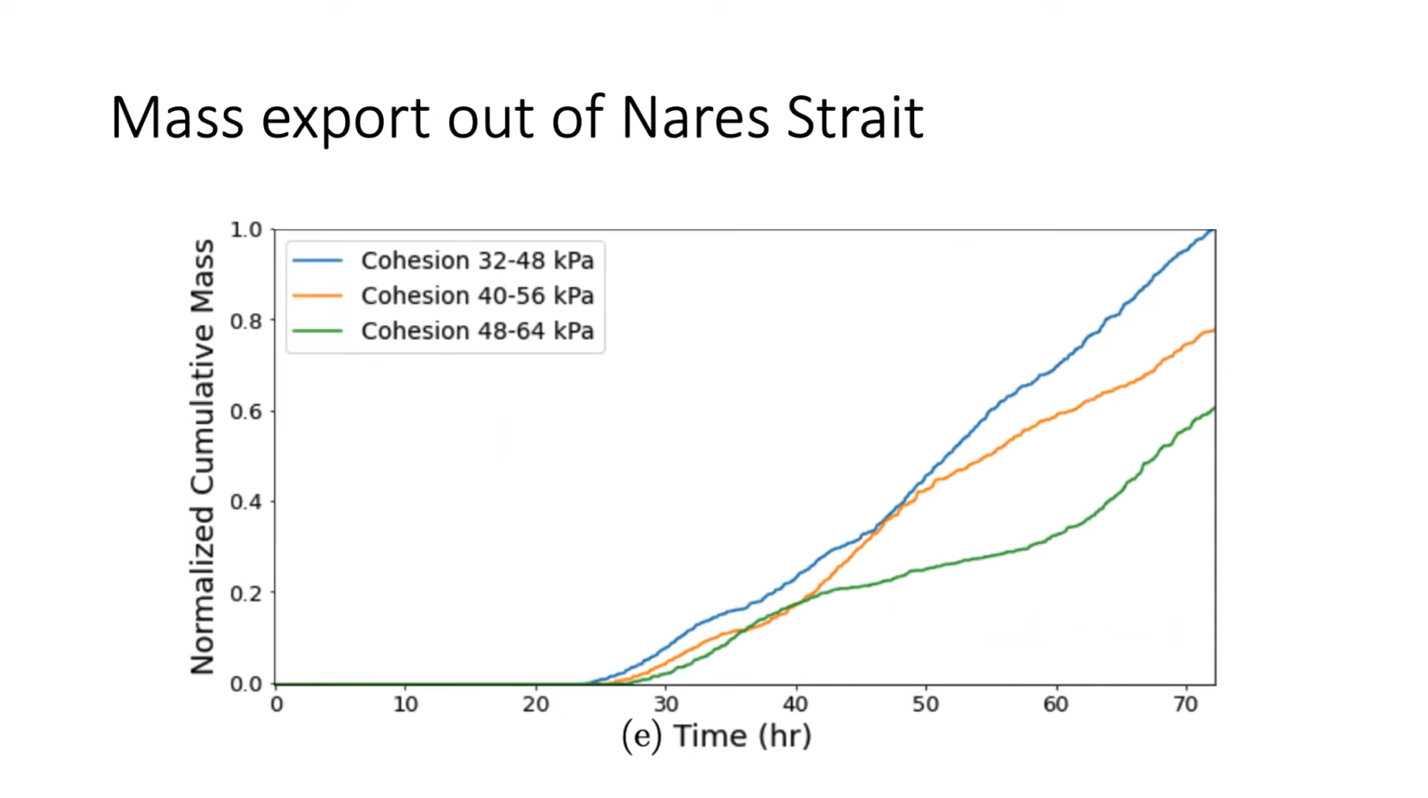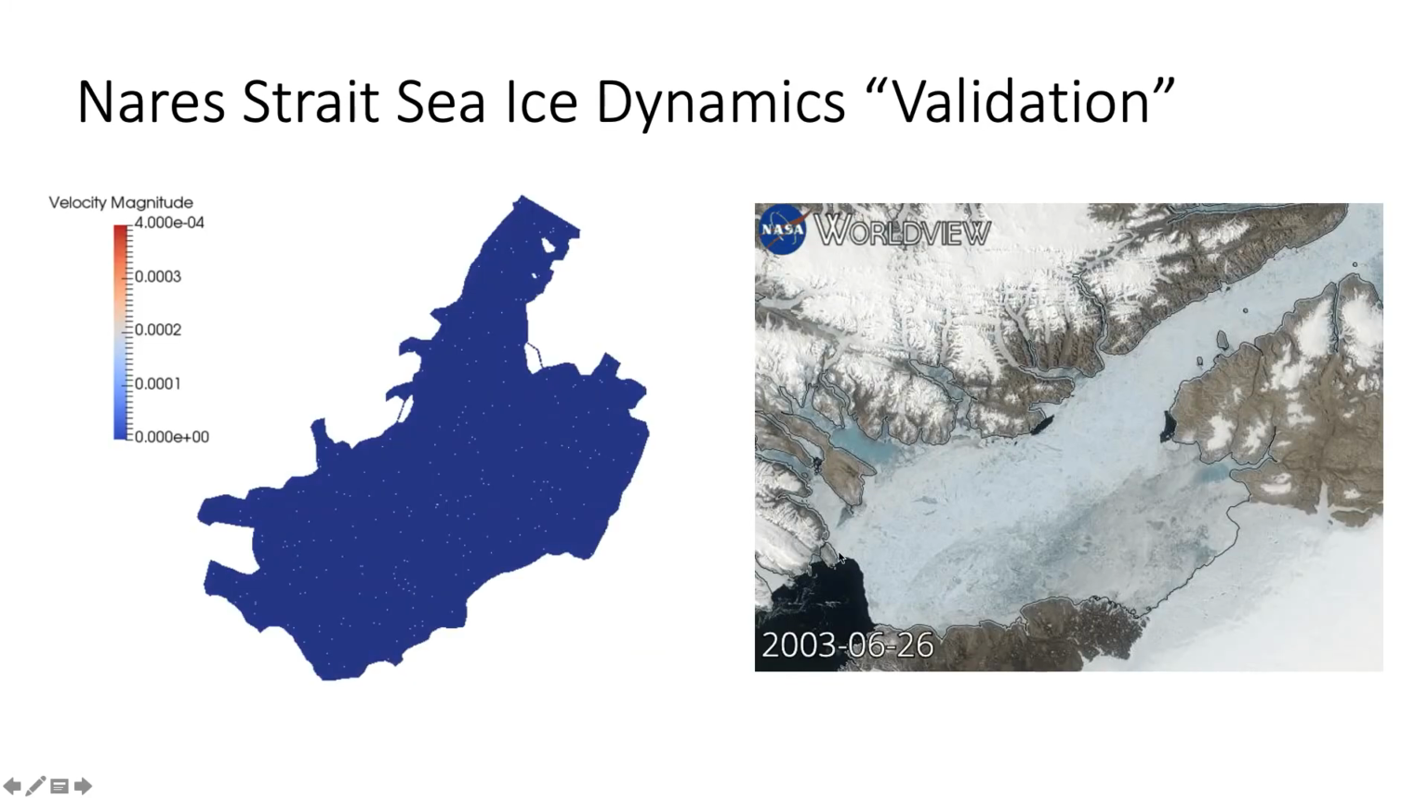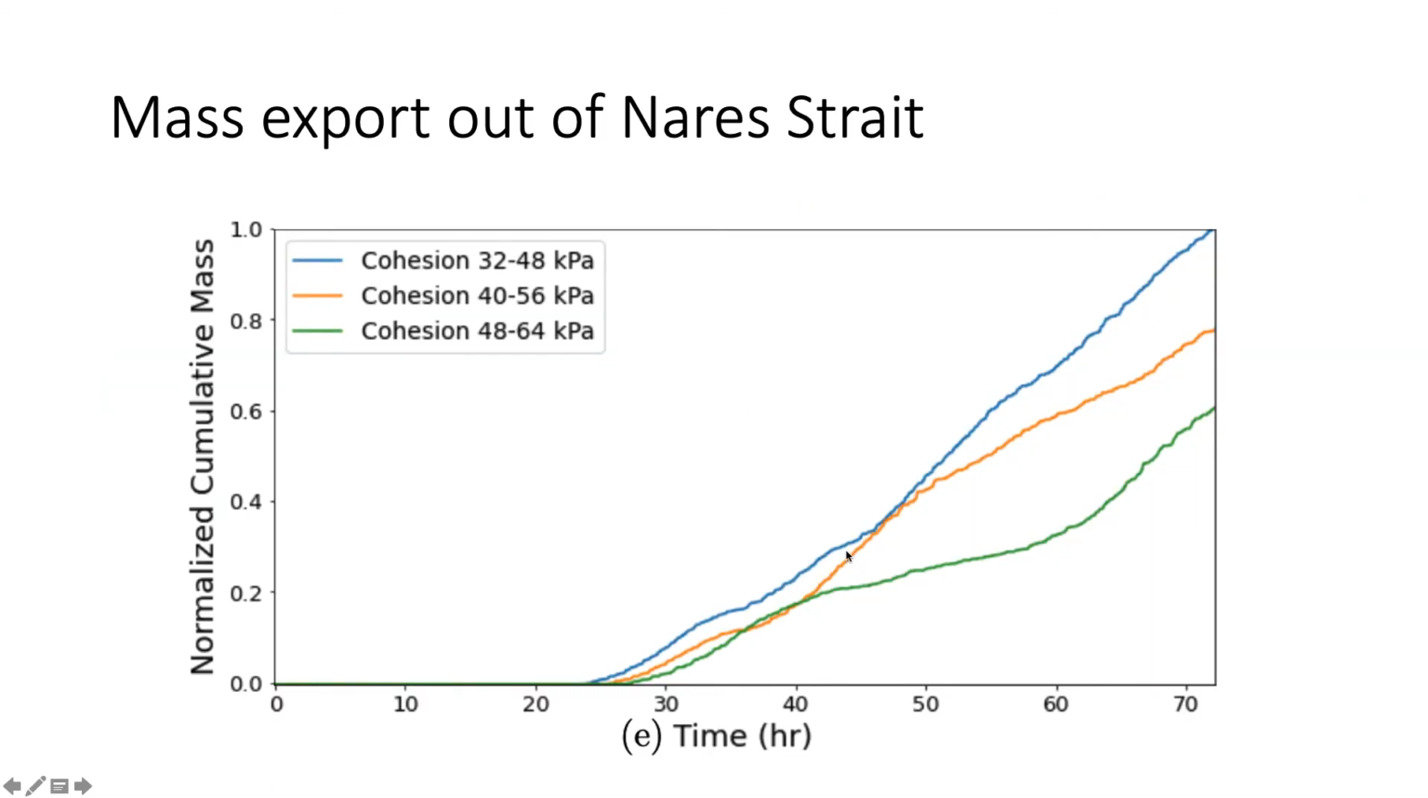We also looked at the mass export out of Nares Strait. We get similar behavior as you would expect, just like for the flow size evolution. As the simulation starts, there's no mass export out of the bottom of the strait, but as soon as the particles start to break up, obviously the weakest model, the blue, starts to export mass the greatest and the earliest, and continues so.